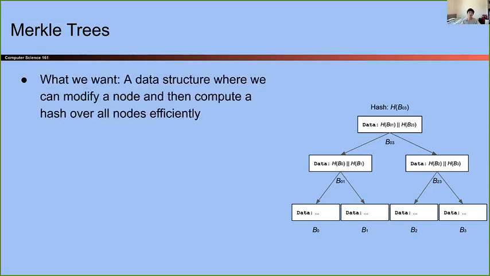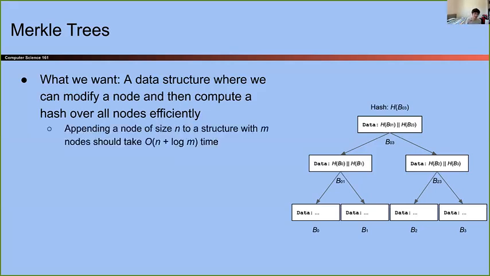For Merkle trees, we want to be able to modify a node and then compute a hash over all the nodes efficiently. So in hash chains, we only needed to append. In Merkle trees, we want to be able to modify any node that we want. So in technical terms, we're going to say that a node of size n and appending it to a structure with m nodes is going to take O of n plus log m time. So both of these terms are relatively small. We still need to hash the entire node, but if we have m nodes, we want to take it in logarithmic time, which hopefully is fast enough for our needs.